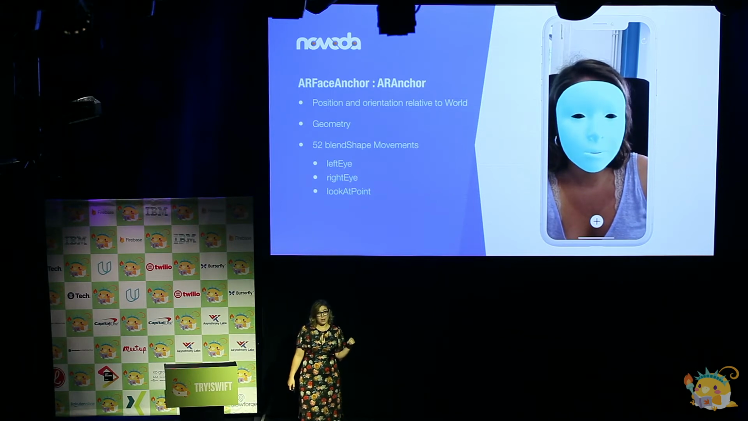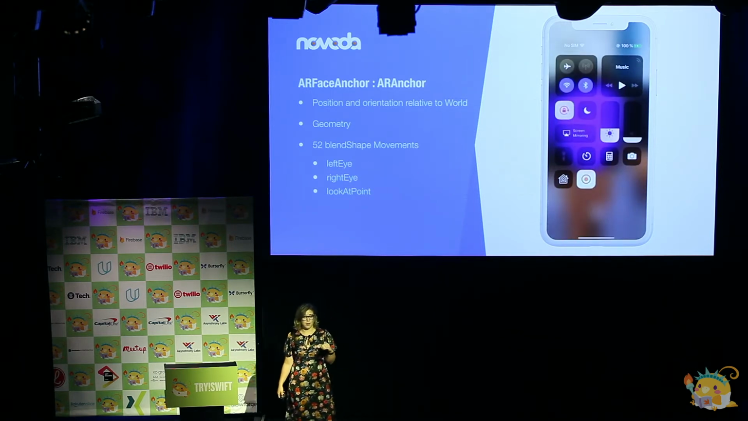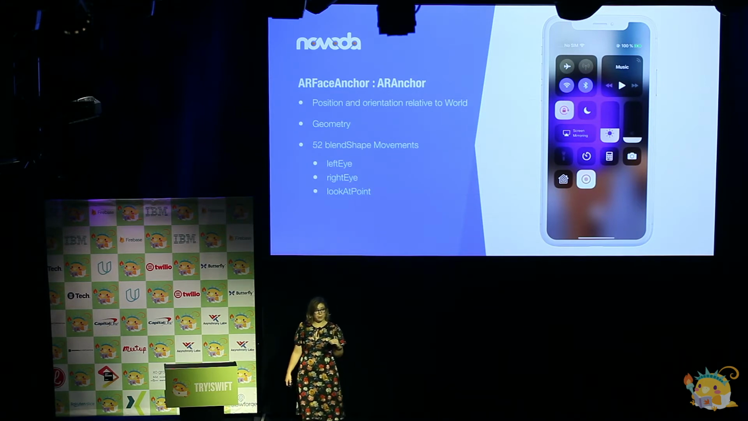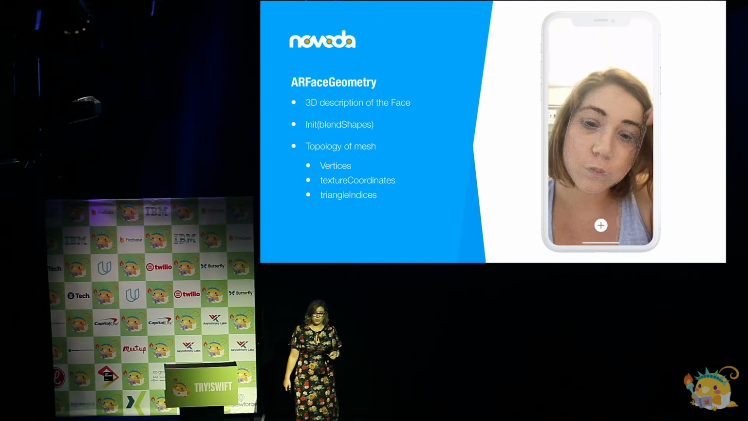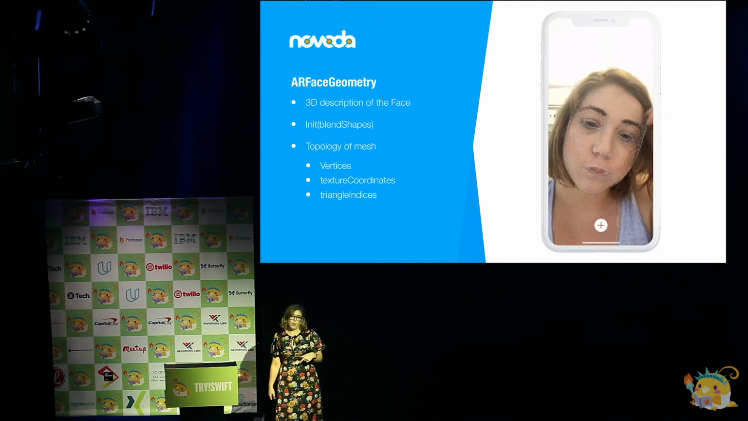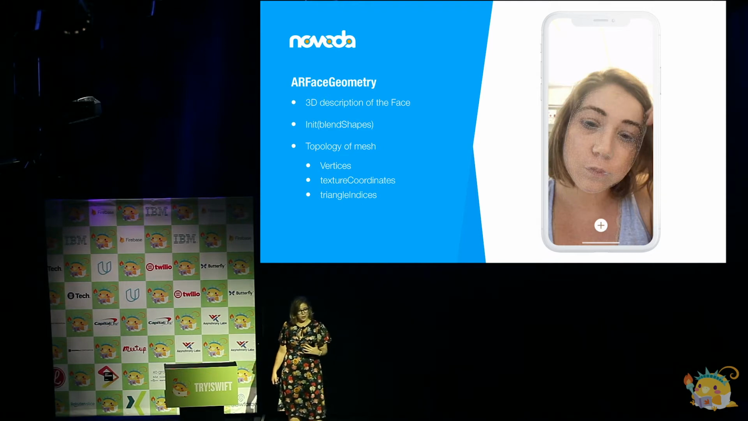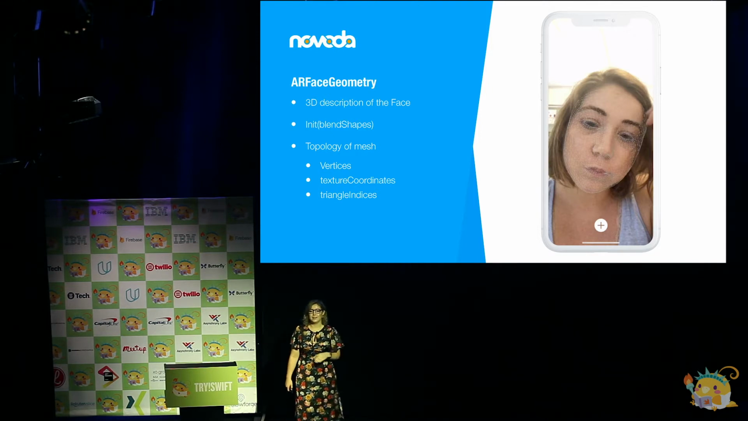The AR face anchor has a geometry inside of it, which is the AR scene geometry, and it has the blend shape movements. I don't know if you remember from the WWDC 2018 keynote, that they announced that they could do Memojis with the tongue out. That's one of those blend shape movements. There's 52 of them, and they track the movements that you do. So when you blink, when you move the mouth up and down, there are different movements for moving one lip up and the other side of the lip. It's quite complex, and it gives you a lot of range of possibilities.